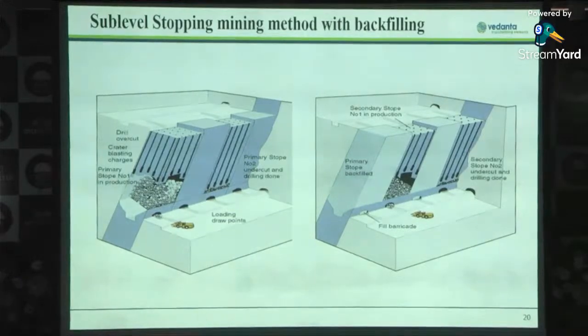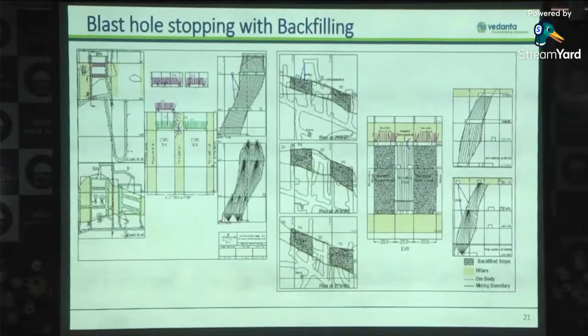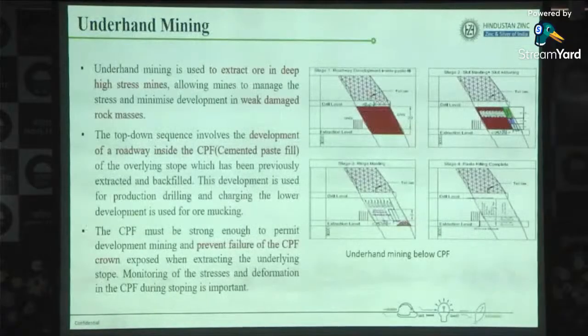It is a top-down method, sir, I will explain it ahead. So this is again an example. Suppose this is the primary stope. Once the primary stope has been mined out, we backfill the primary stope and we make the secondary stope. This is the same photo as the earlier 3D picture. This is the plan and section picture. And now we will talk about underhand mining, as sir was saying, how we are recovering and going down inside that.